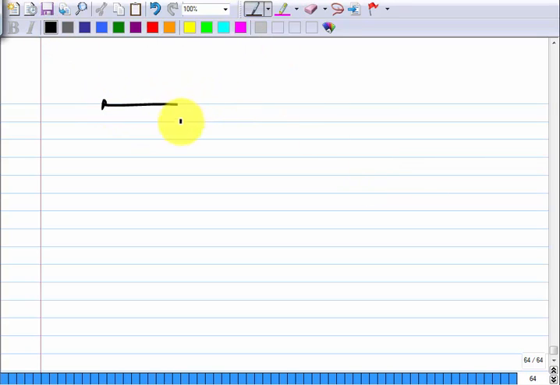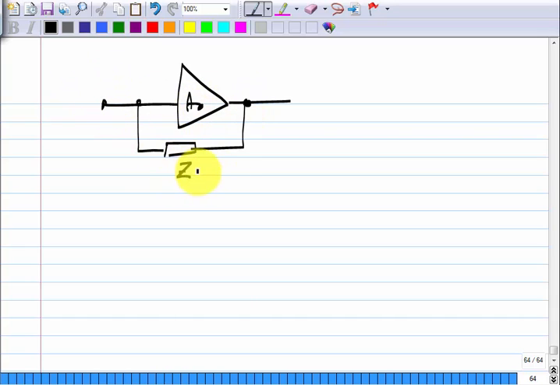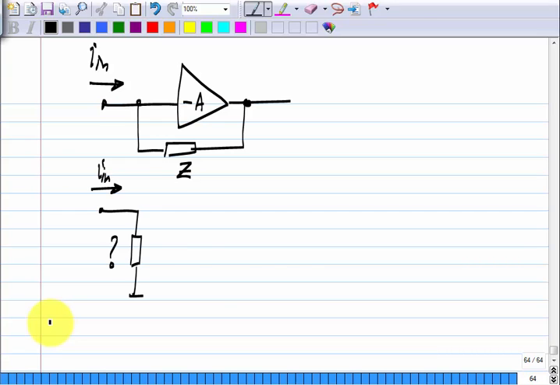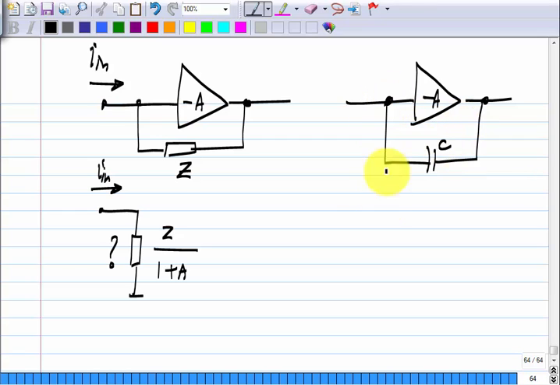So in general, if you have some impedance Z and this is minus A, only as far as the input current is concerned, this can be replaced by what? Z divided by 1 plus A. So if it's a resistance, its value reduces, and if it's a capacitance, then its value increases. So this will be equivalent to, again this is equivalent only for the input current. Okay.